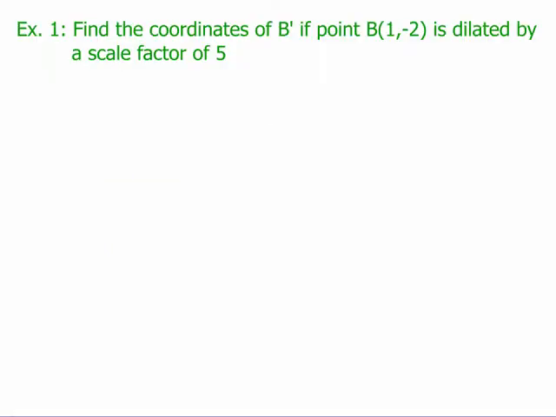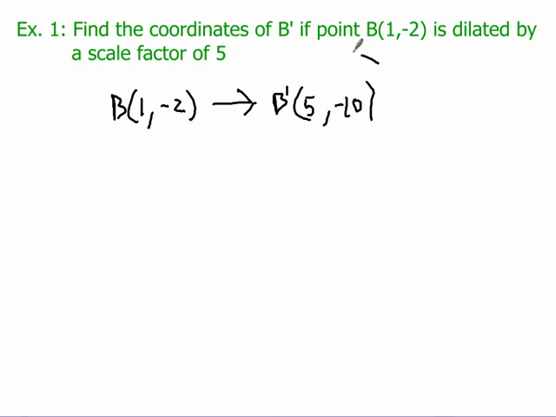Let's take a look at what this looks like. Oh, a problem for you to try, actually. I want you to see if you can figure out the coordinates of B prime if B is at 1, negative 2, and it's dilated by a scale factor of 5. So now that you've tried this, let's go over the answer. B is at 1, negative 2, and I'm going to B prime, multiplying by a scale factor of 5. So 1 times 5 is 5. Negative 2 times 5 is negative 10. So my answer is B prime is at 5, negative 10.